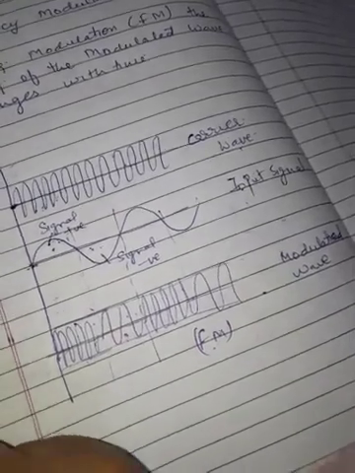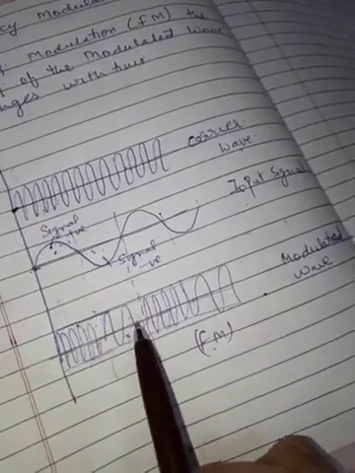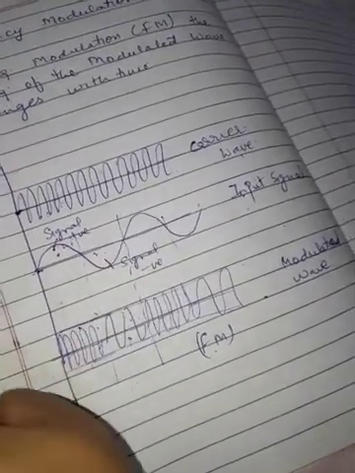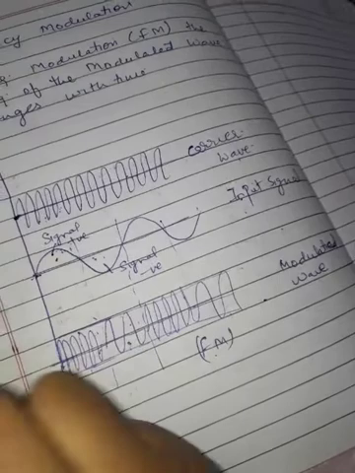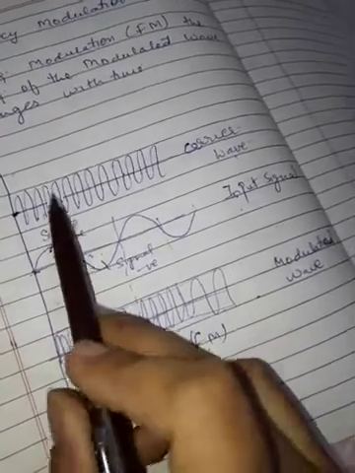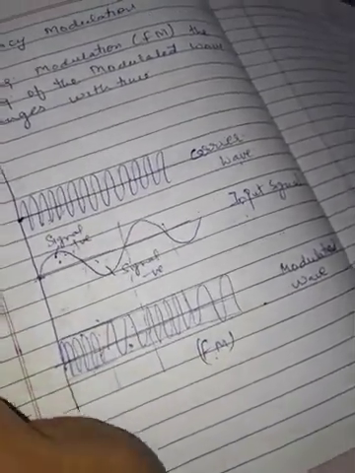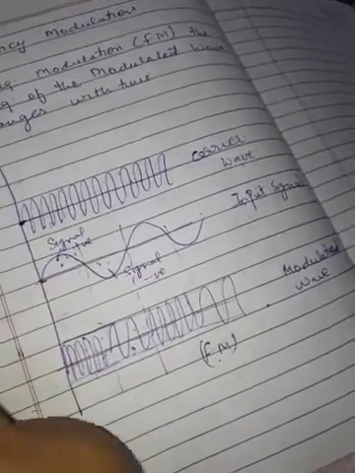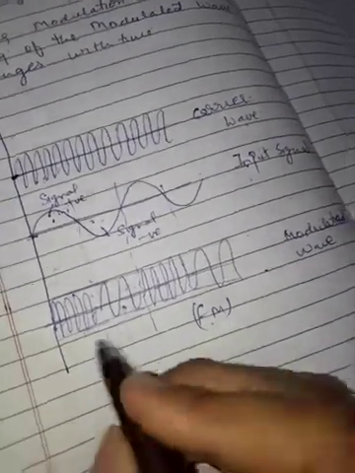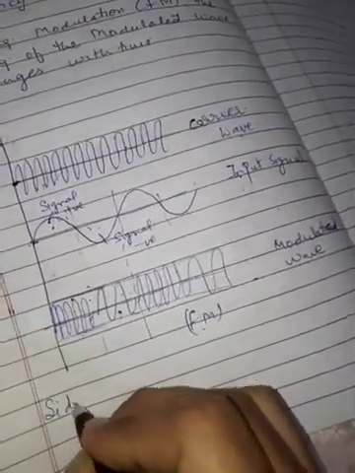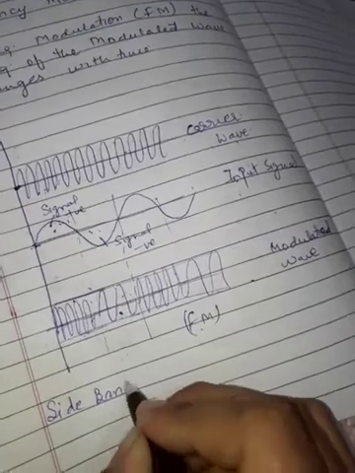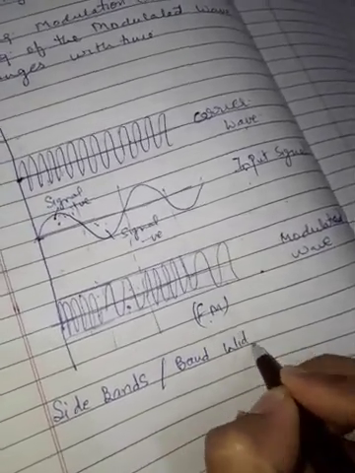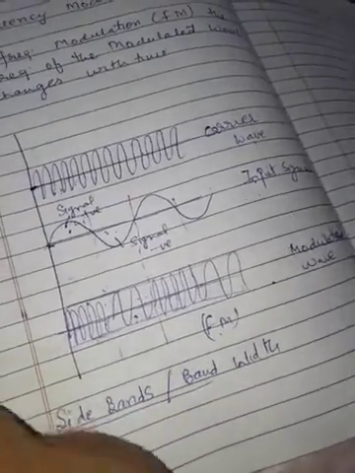Now the frequency deviation of the carrier wave may be given a value. Some value may be given as per the value of this signal or this carrier wave given to you. Now next, somewhere the frequency is increasing and somewhere it is decreasing. This causes the side bands or bandwidth. So the next topic is side bands or bandwidth. What are side bands and bandwidth?